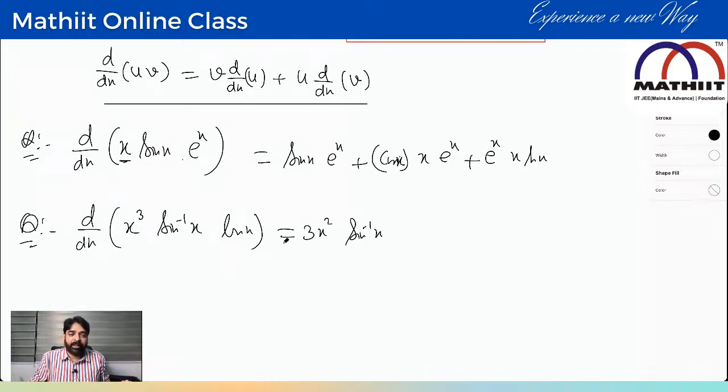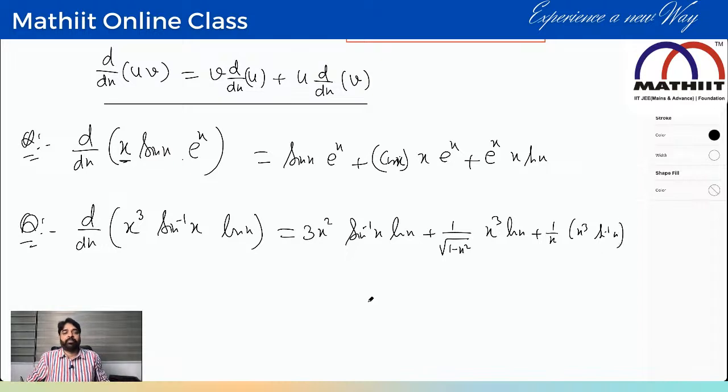Differentiation of this into rest ln x, plus differentiation of second into rest. Sine inverse x differentiation is 1 by root of 1 minus x square, because x is the something itself, so we don't have to worry. Direct formula into x cube into ln x, plus differentiation of the next one and rest. So 1 by x into x cube sine inverse x. I'm sure everybody got this answer.